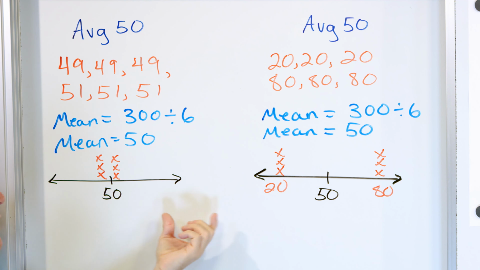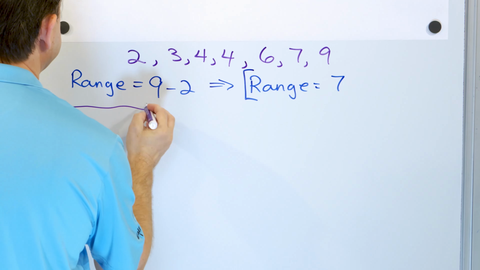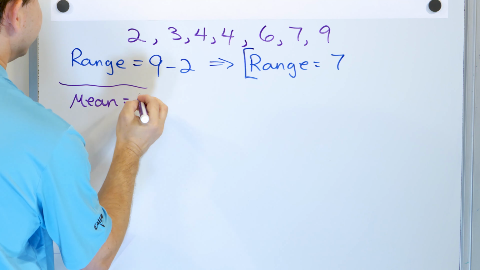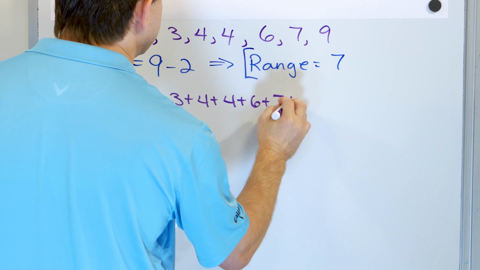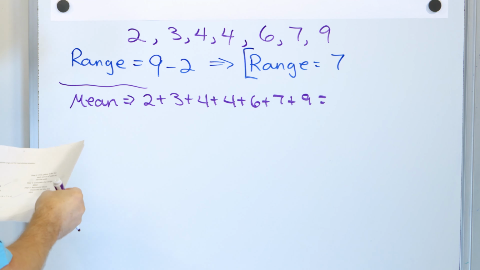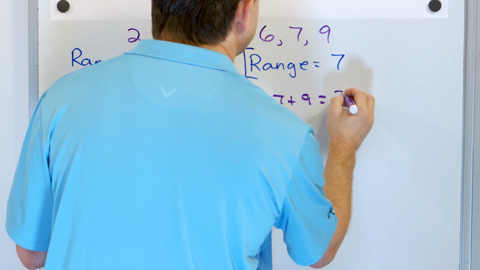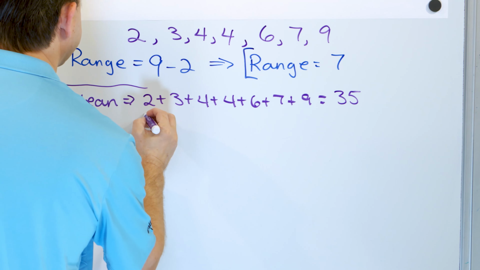All right, so let's apply this to something a little more interesting than our basic problem here. Here we have these numbers. The very first step is we have to find the mean. So the mean is 2 plus 3 plus 4 plus 4 plus 6 plus 7 plus 9. What do you get? You get 35. And then when we take 35 and we divide by 7, we get 5. So what we figure out from this is the mean is equal to 5.